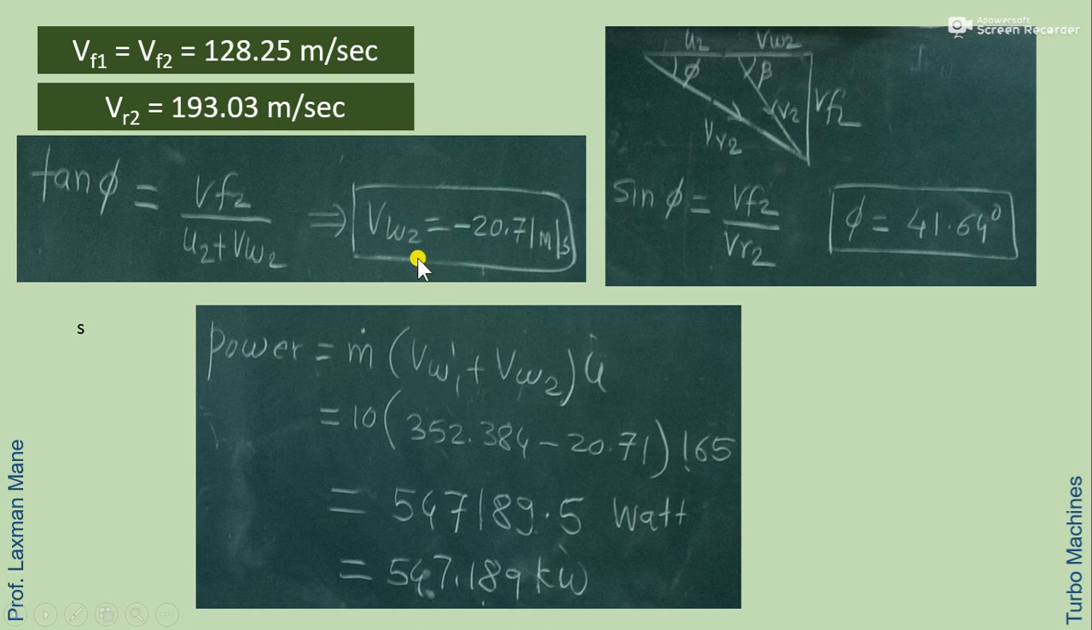This value we use to find the power. So VW1, VW2 and U are known, and m dot is given. So we calculate power in watts, and convert that into kilowatts.